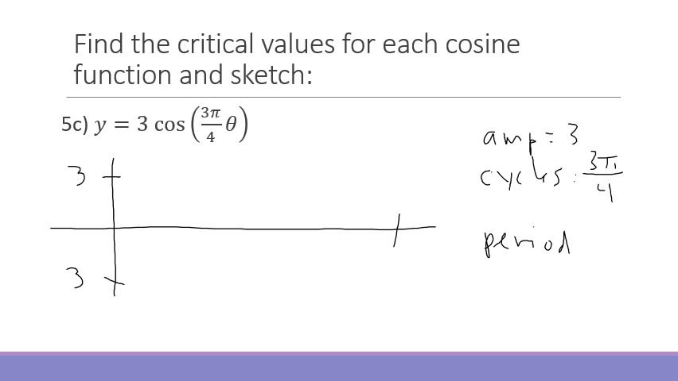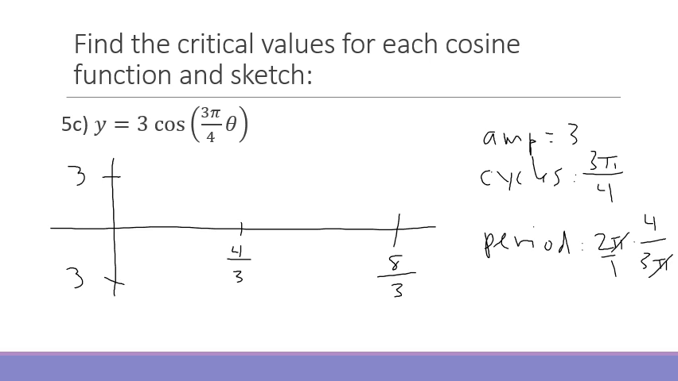So it's going to be 2 pi divided by that 3 pi fourths. So remember, flip and multiply. Pi's are going to cancel, so it's 4 times 2 are 8 divided by 3, 8 divided by 3. Okay?